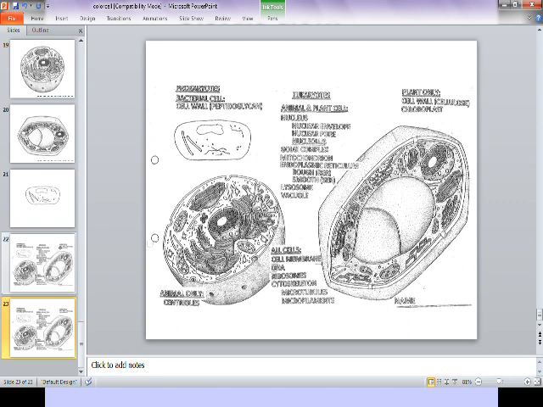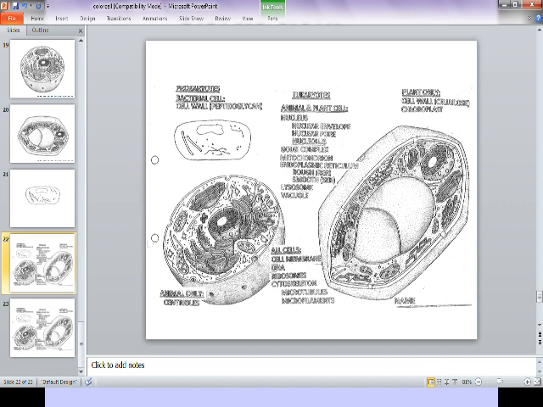So notice in your picture now, you have an animal cell, a typical animal cell. You have a plant cell, and you have a bacterial cell. Notice the size of them. Remember we said average plant cells are a little bit bigger than an animal cell. These are a little bit bigger than bacterial cells.